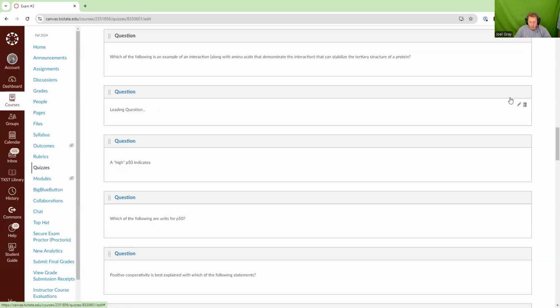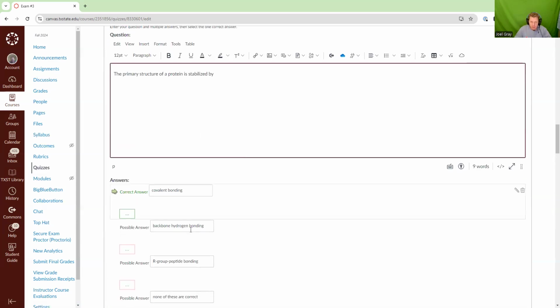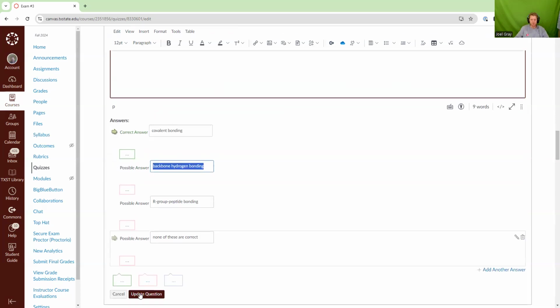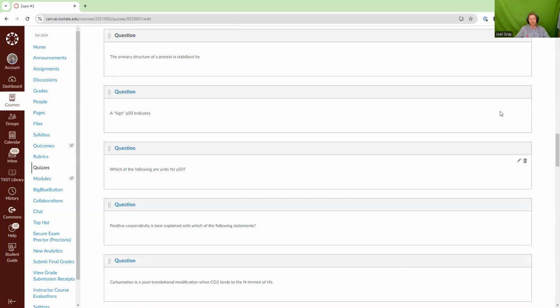The primary structure of a protein is stabilized by covalent bonding, backbone hydrogen bonding, R group, and none of these are correct. Now, R group peptide bonding, that's not a way that is going to stabilize the primary structure. A peptide bond will, but a peptide bond between an R group and another group is not what's stabilizing the primary structure. Backbone hydrogen bonding, the backbone is involved, but it's hydrogen bonding that stabilizes the secondary structure. So this one is coded correctly, so I'm going to say update question.